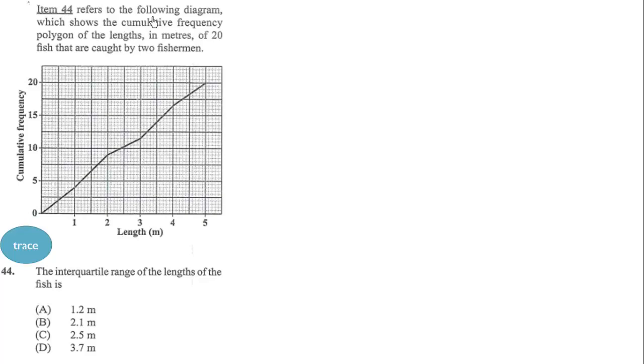Item 44 refers to the following diagram, which shows the cumulative frequency polygon of the lengths in meters of 20 fish that are caught by 2 fishermen. The interquartile range of the length of the fish is. So interquartile range is the third quartile minus the first quartile, not the second quartile.